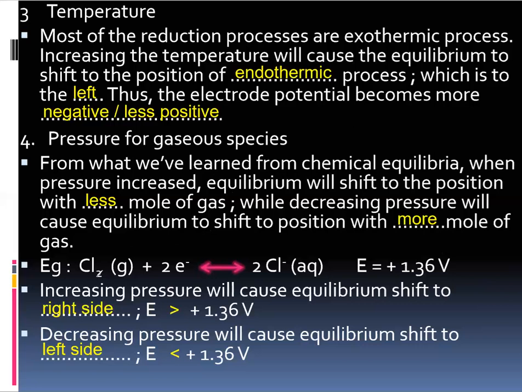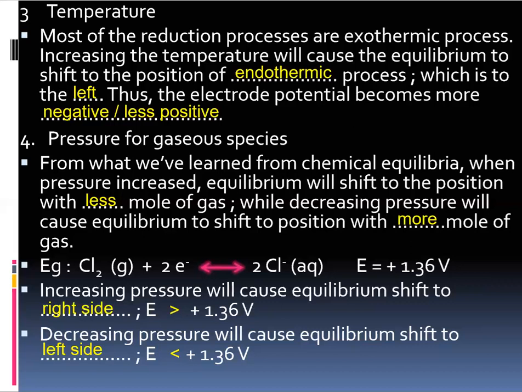For example, if you see in chlorine here, this is chlorine gas plus 2e⁻, becoming this chloride ion. You can see the electrode potential is plus 1.36 volts. If you increase pressure, it will cause equilibrium to shift to the right, and therefore the value will be greater than 1.36 volts. But if I decrease the pressure, equilibrium will shift to the left, and then I'll have my electrode potential to be less than 1.36 volts. These are the things you need to take note of.